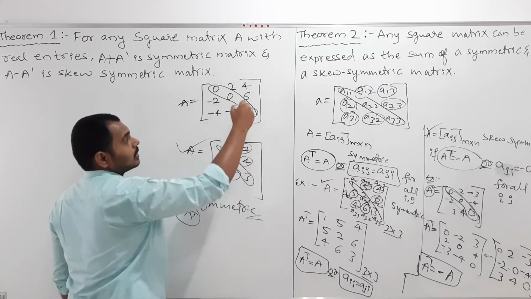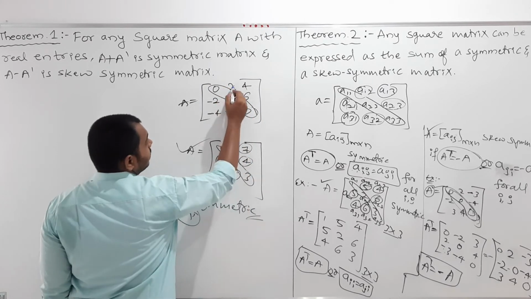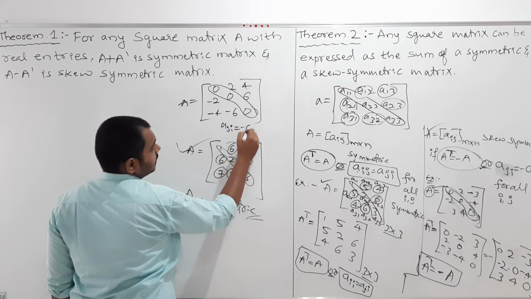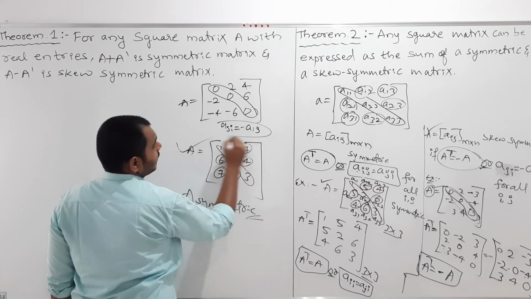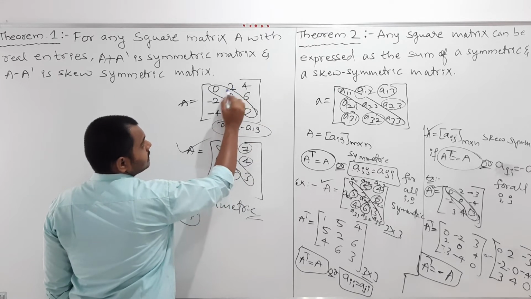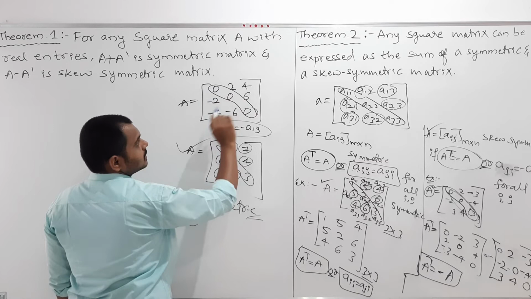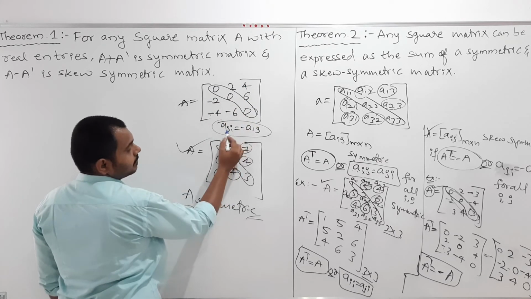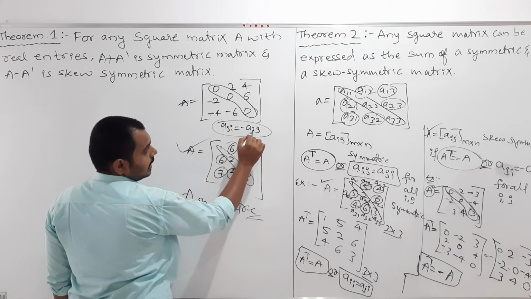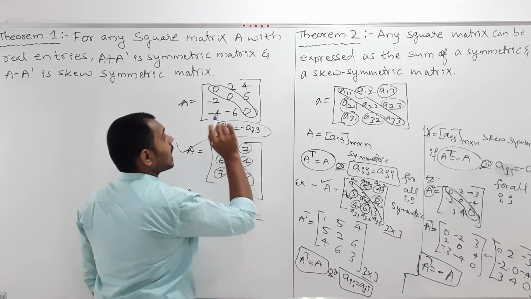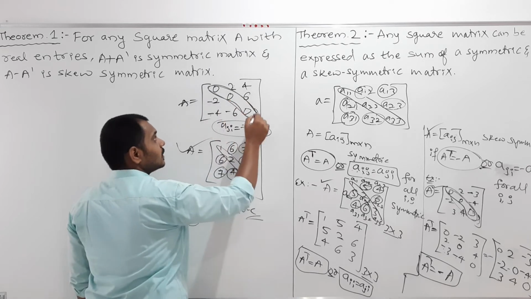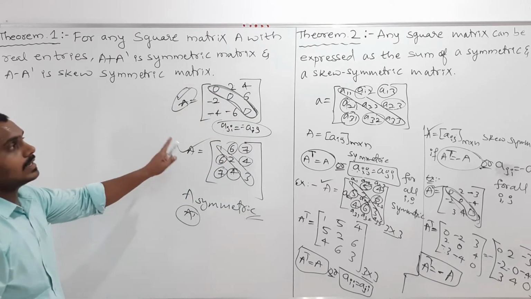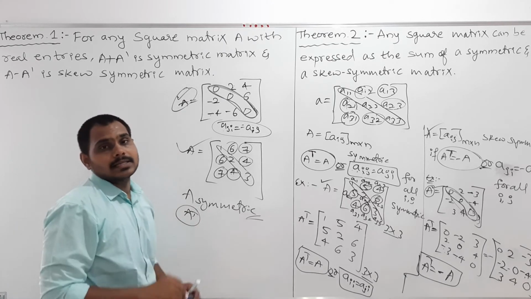As I told, the diagonal elements must be 0, and this element, that is A_ij or A_ji, must be equal to negative of A_ij. Clear? This element and this element are the same, but only the sign is different. Here this element and this element are the same, sign is different. This element and this element are the same, sign is different, because A_ji equals minus A_ij, if this condition is satisfied. And also if the diagonal elements are 0, then obviously this matrix is a skew symmetric matrix.